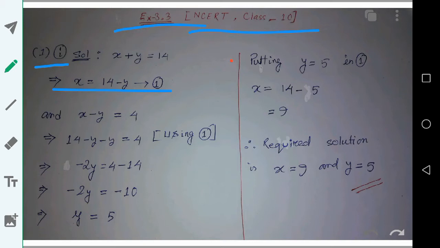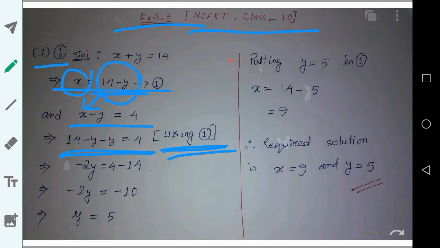Now as you can see, this value of x is equal to 14 minus y, so let us use this value in the next equation. This is the second equation. Now x is equal to 14 minus y, replace this x by this value. That's why it is substitution method. I have substituted the value of x in this equation, using equation number 1. So after substituting this x by this value, I have got 14 minus y is equal to 4.